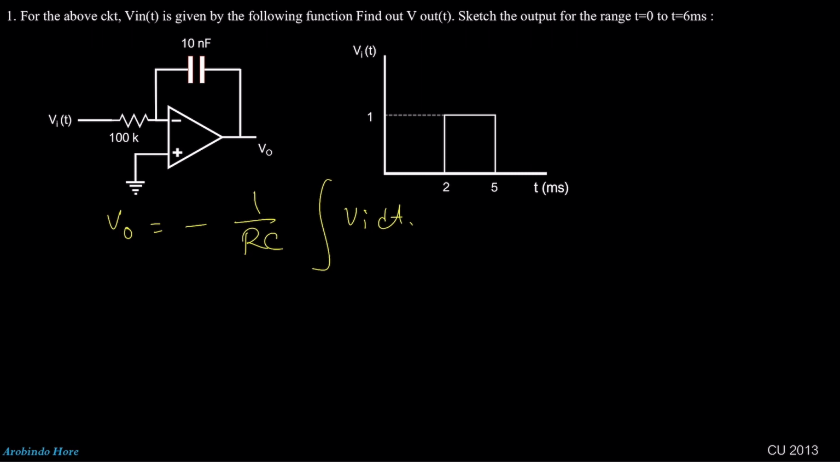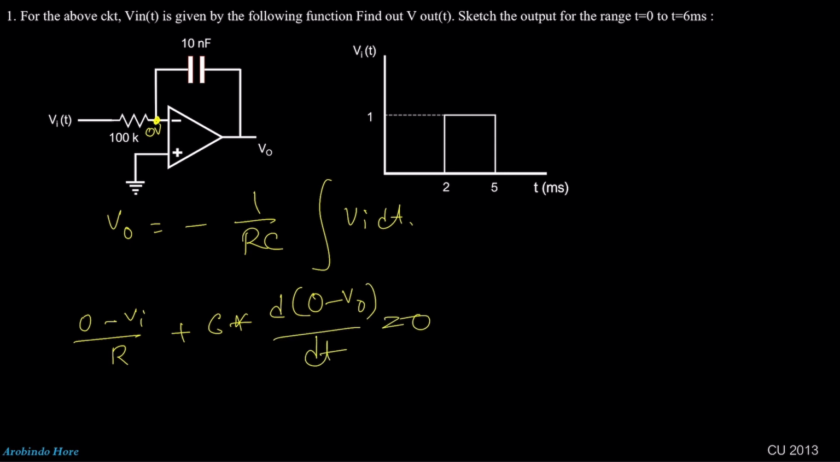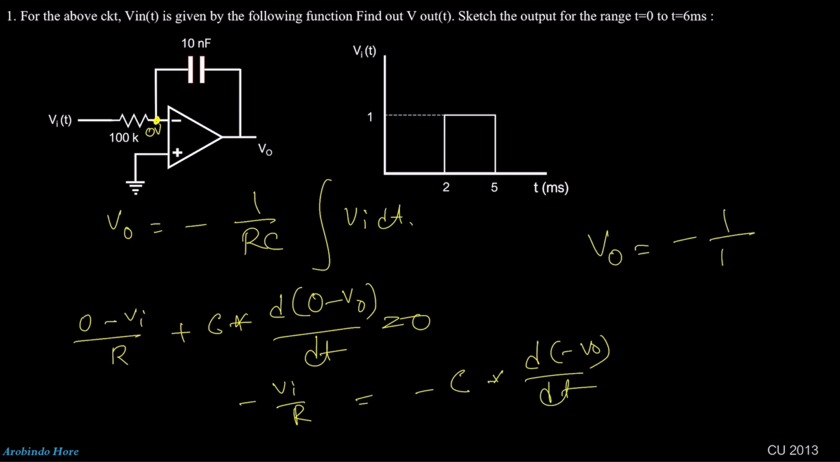If we apply the virtual short, then this point will be 0 volt, right? And if we apply KCL at this particular point, we can write 0 minus Vi divided by R plus C multiplied by d(0 minus V0)/dt equal to 0, right? From here we can write minus Vi by R equal to minus C into d(V0)/dt, right? From here V0 will be minus 1 by RC integration Vi dt. So this is just an integrator circuit.